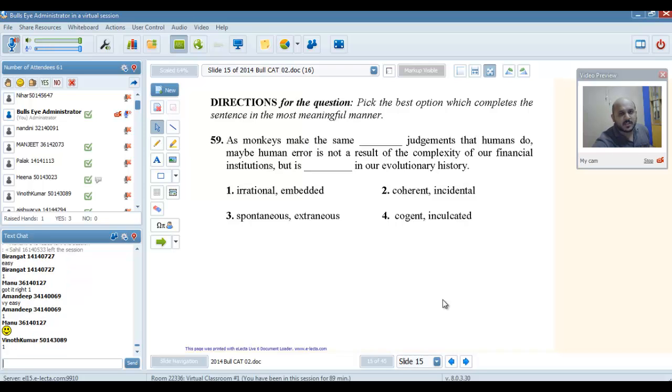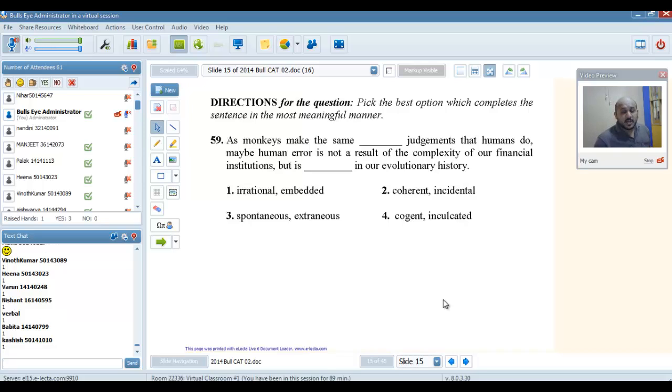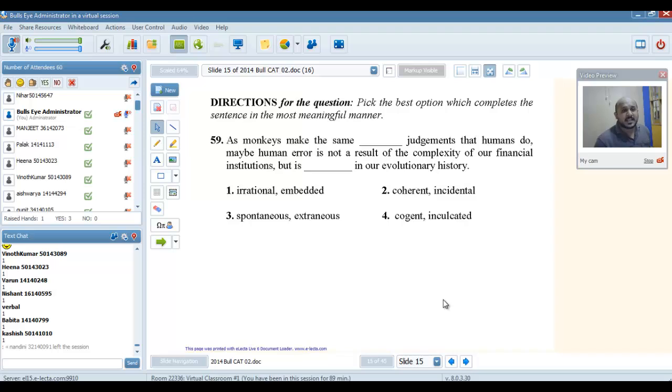Simple way of solving this question. The first blank requires a negative word. Only one option has a negative word. Which is that option? Option number 1. Coherent, spontaneous, cogent are positive words. They cannot fit in the first blank. So only option number 1 fits in this case.